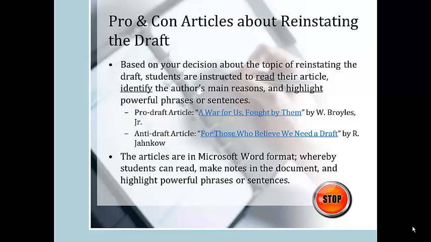You are instructed to read the Microsoft Word format of this article, and you are instructed to make notes, identify the author's main reasons, and highlight powerful passages or sentences. This is the point where you need to choose which side of the controversial topic you agree with. Go into Blackboard, locate the article, and begin to do note-taking. You will submit the notes and the information that you write on that article as evidence of your note-taking skills to my email.